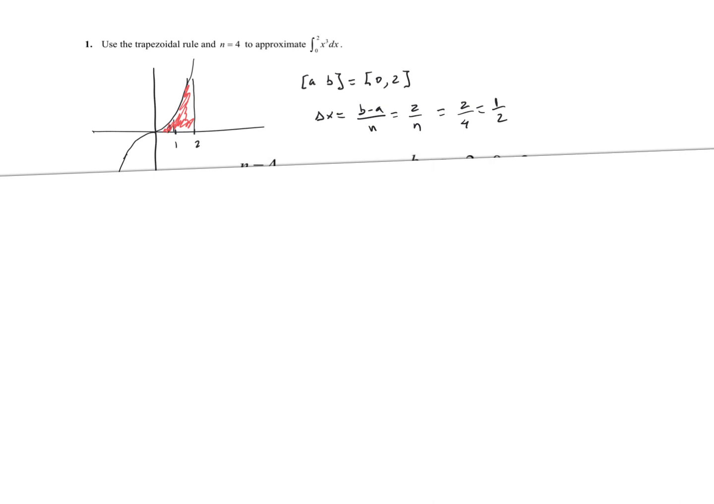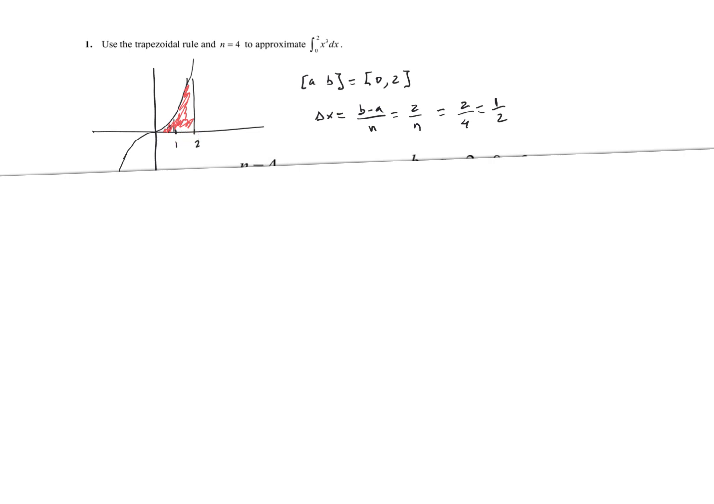So a, b is 0, 2. So delta x is b minus a divided by the number of parts into which I want to divide the segment 0, 2. So I want to divide it in 4 parts. So delta x is 2 divided by 4, that is 1/2. So I have 0, 1/2, 1, 3/2, and 2.